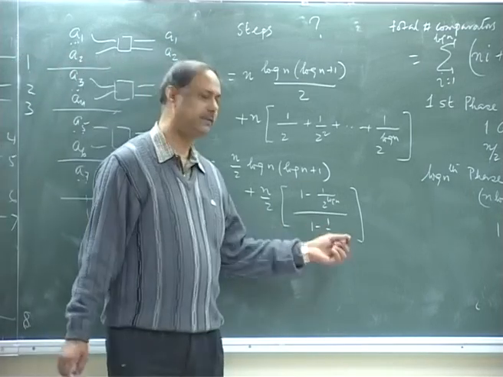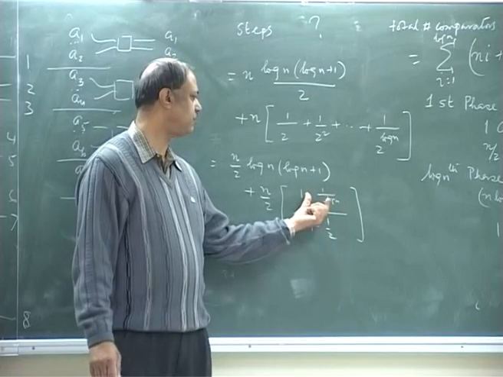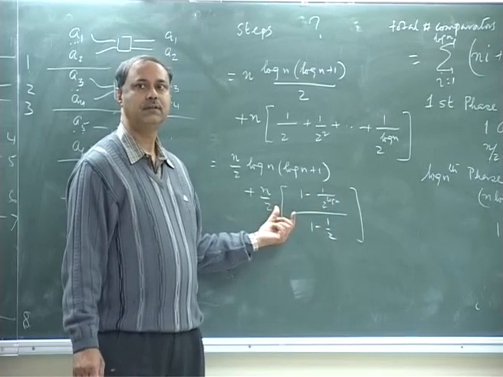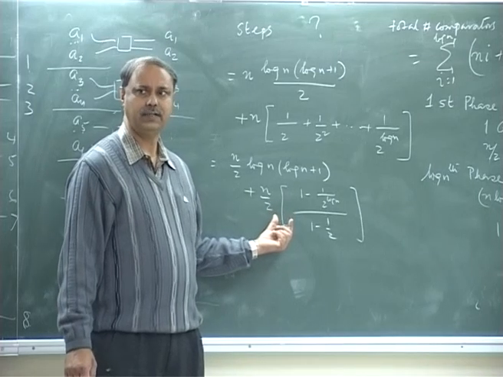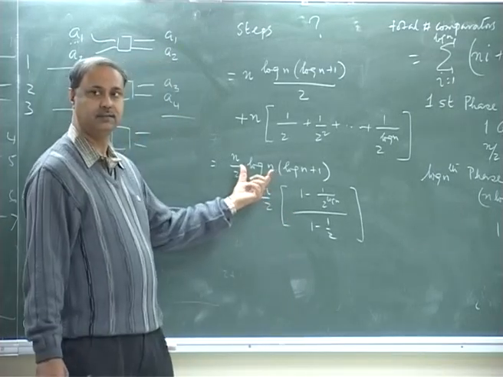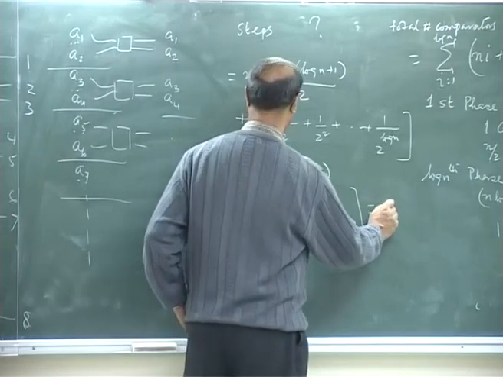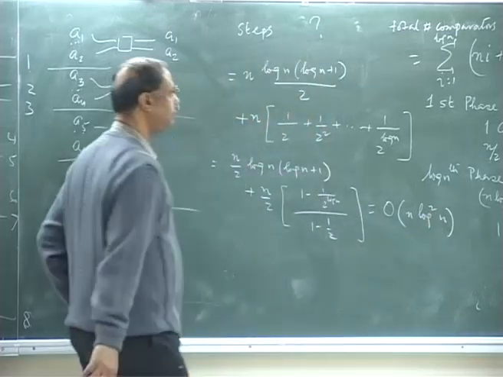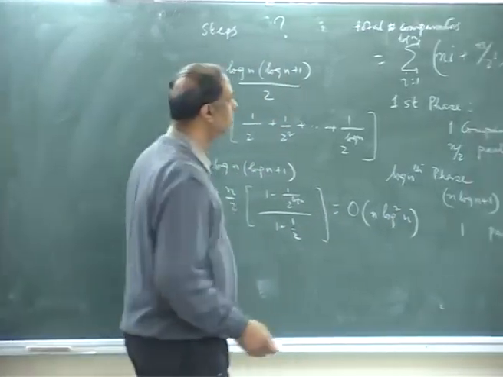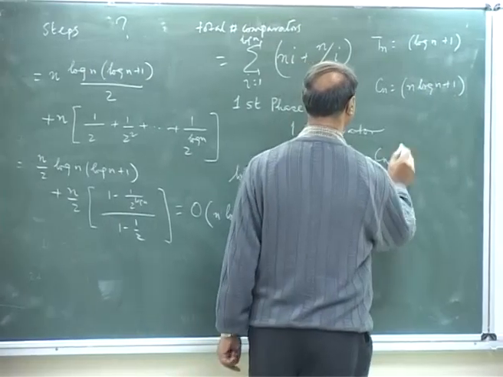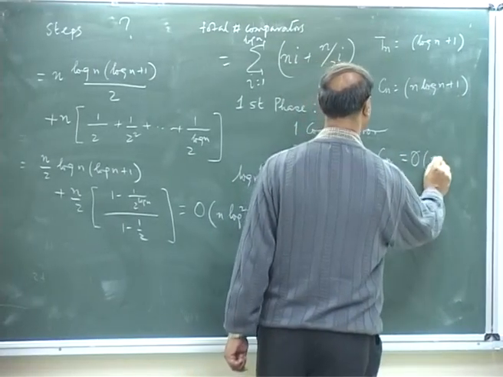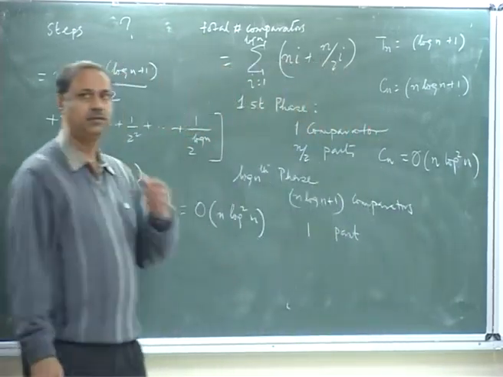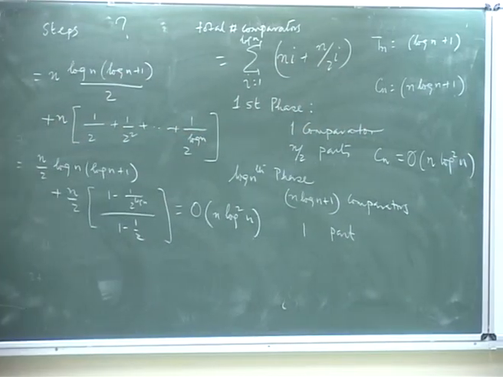This is order n, right? Because this is 1 by n, this becomes 1 n by half, so it is order n. And this is the, which I can write as order n log square n. So you obtained your cost: the number of comparators is order n log square n. Now what is the total number of steps you need?